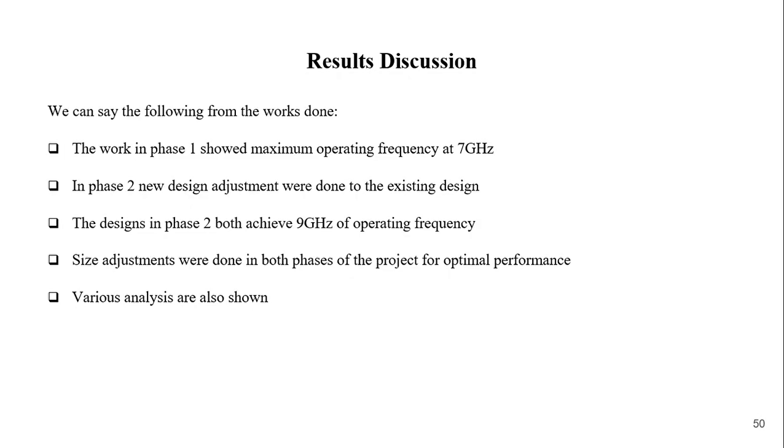So in the result discussion, we have seen that in phase 1 the circuit operated at 7 GHz of max frequency. In phase 2 we have exceeded that and reached 9 GHz. In phase 2 again we have implemented new designs, and we have adjusted the transistor size for the reference voltages and different frequency levels. So both the design objectives of phase 1 and phase 2 of the project have been fulfilled, and we have also achieved better results than the references.